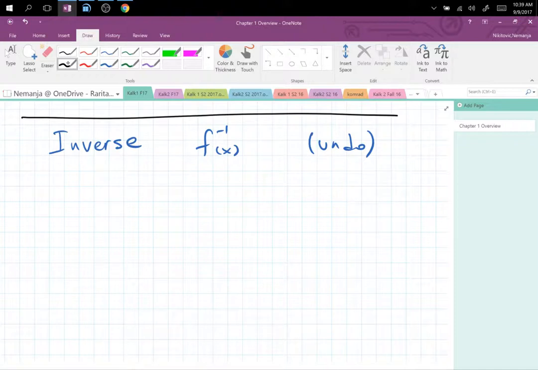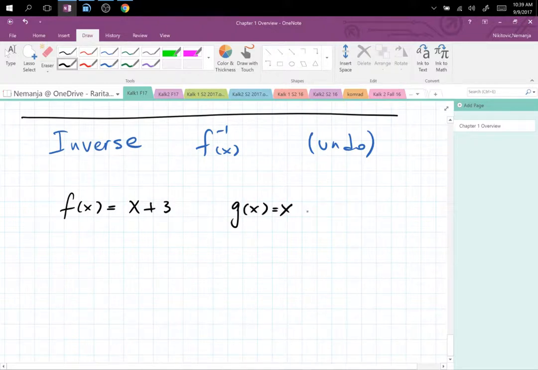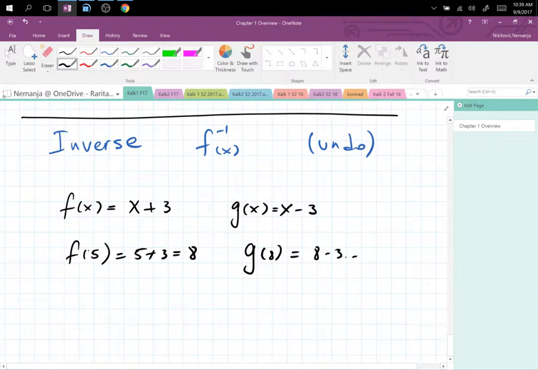For instance, consider two functions, f of x equals x plus 3 and g of x equals x minus 3. It should be clear that one undoes the other. If you add 3 to a number, by subtracting 3 you will go back to the old number. So f of 5 is 5 plus 3, which is equal to 8. Then you feed 8 into g, and you get 8 minus 3, which is 5, which is where you started.